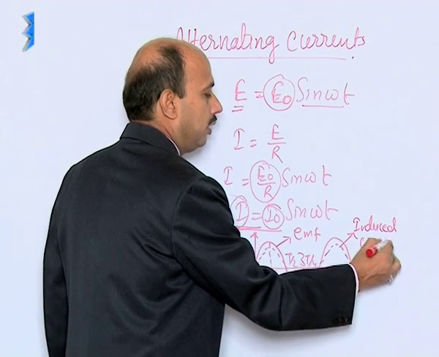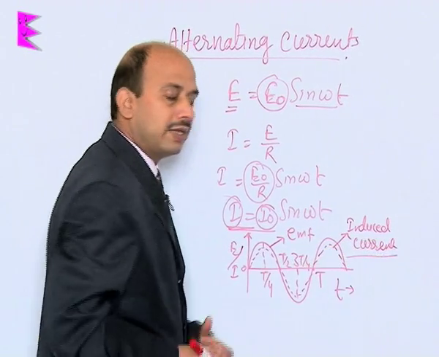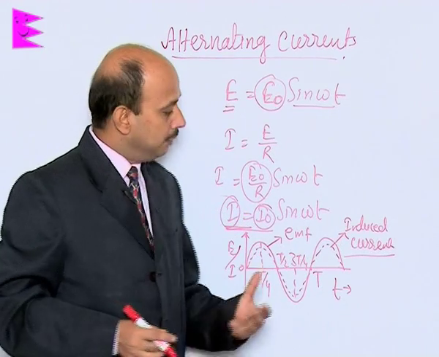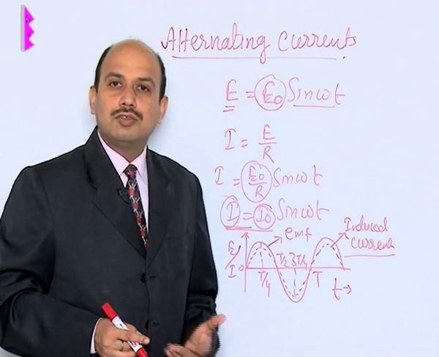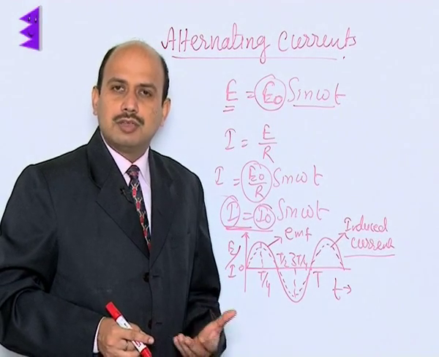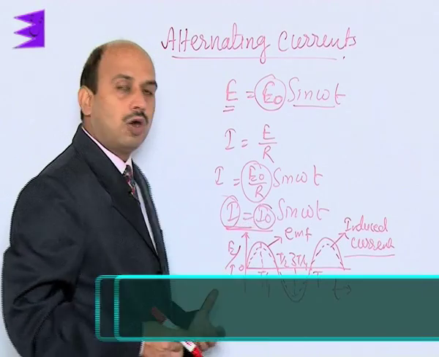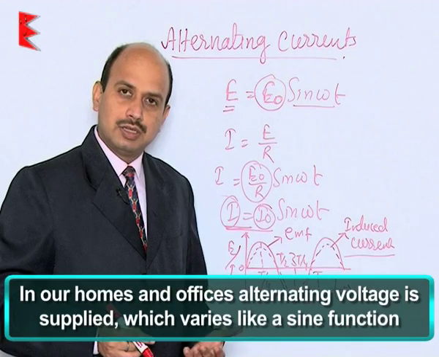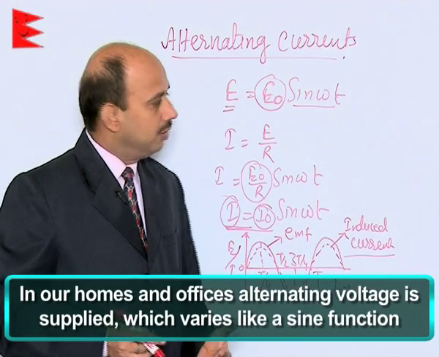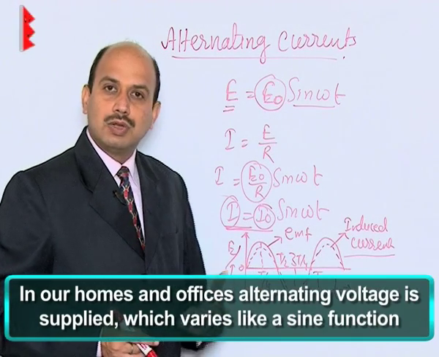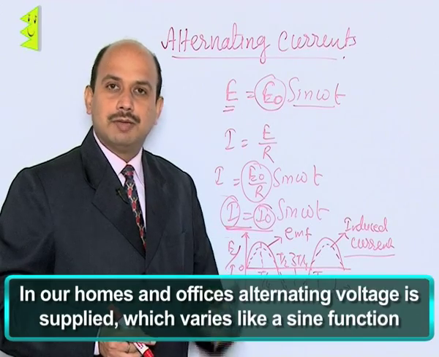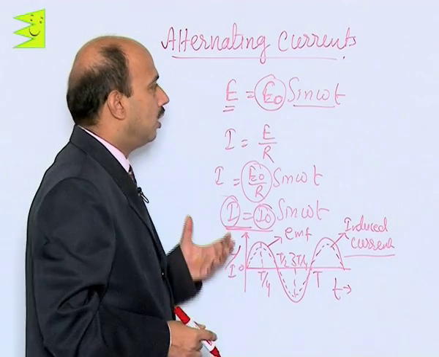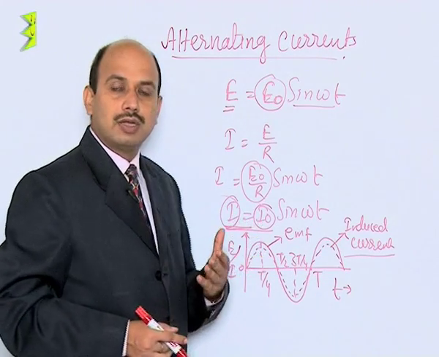The current whose magnitude and direction keep on changing periodically is known as alternating current. Similarly, the EMF or the potential difference whose magnitude and direction keep on changing with time periodically is known as alternating voltage or alternating EMF. So this is about the alternating current and alternating EMF.